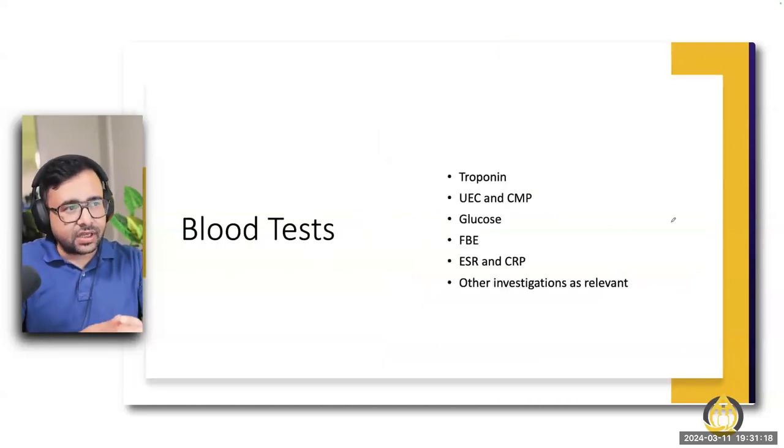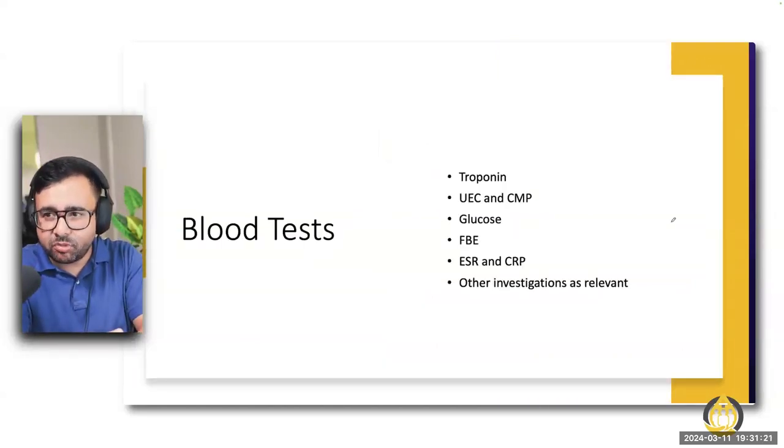Now, investigations in case of someone who has presented with chest pain. These are the investigations, but the question is, should general practitioners be doing this test or not? So I have a patient who had chest pain and I'm suspecting that could be myocardial infarction. Should I be ordering the troponin and wait for the result, or should I send the patient to the hospital?